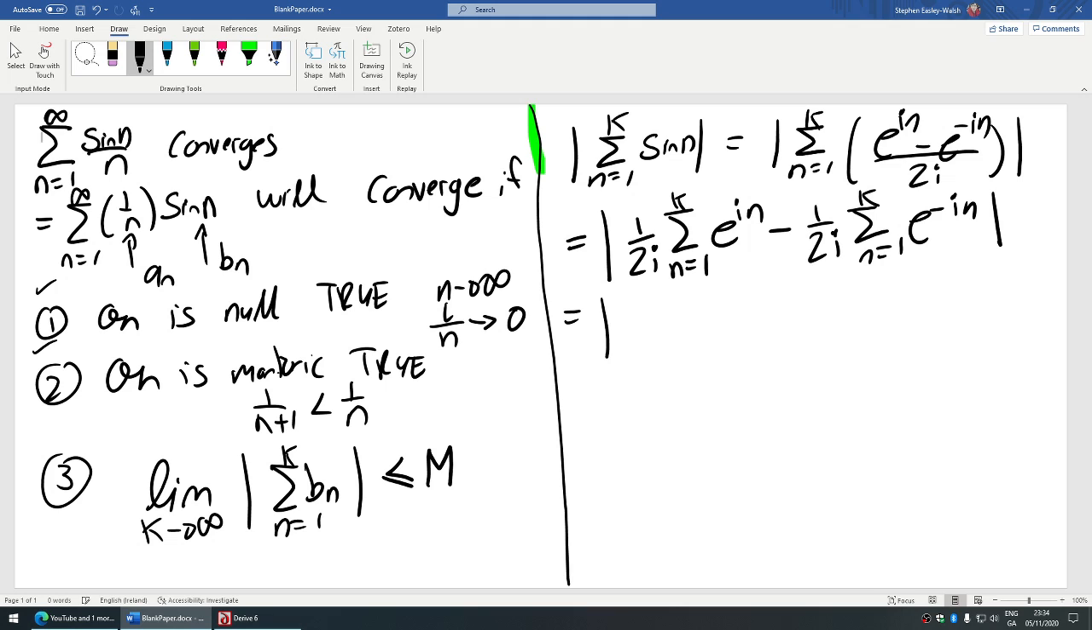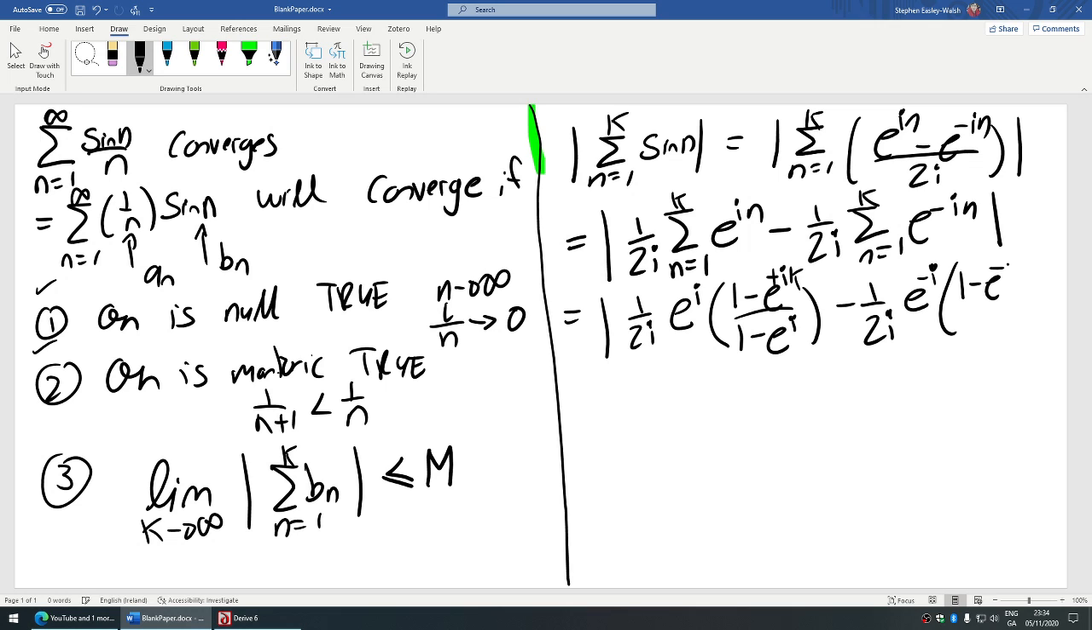So the first one, using the geometric series sum formula, because it's going e^i, e^2i, e^3i, and so on, would be e^i times (1 minus e^(-ik)) over (1 minus e^i), plus, and then this one here would be e^(-i) times (1 minus e^(-ik)) over (1 minus e^(-i)), using the S_n formula for a geometric progression.